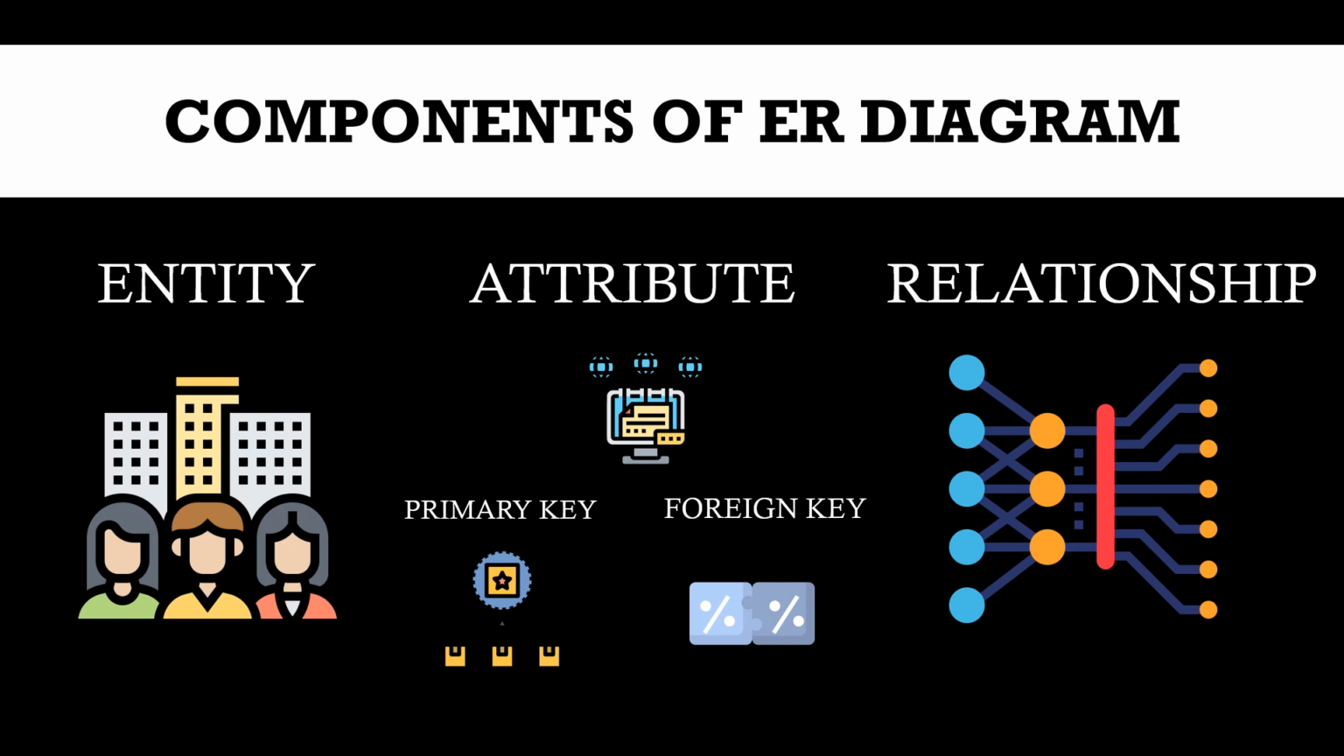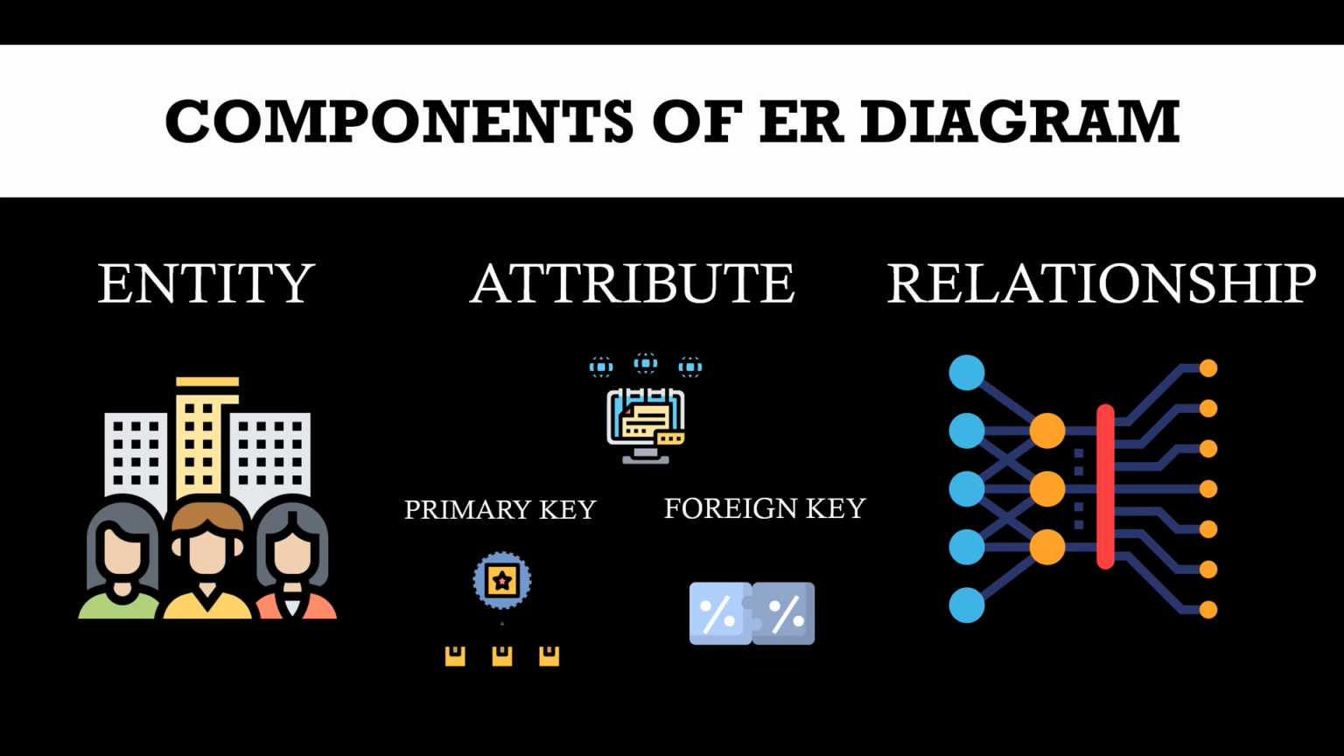Lastly, the third component is the relationship. Relationship describes how entities are linked to each other. In ER diagrams, relationships are represented by cardinality, which defines the possible number of occurrences in one entity which is associated with the number of occurrences in another.